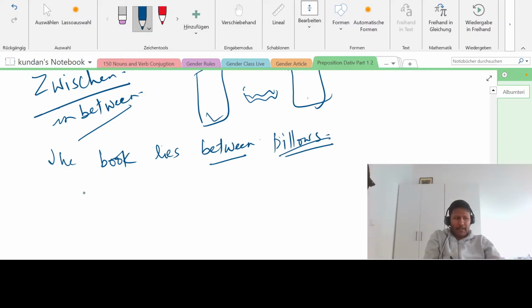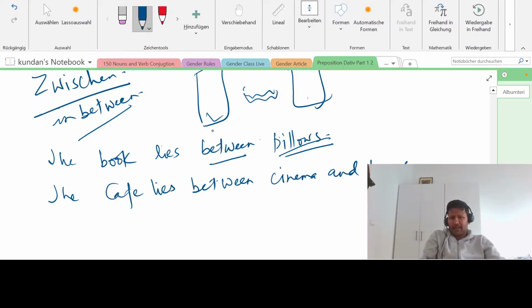Let us take a simple example. I will say the cafe lies between the cinema and the bank. This is das Kino, and this is what? The bank, in nominative, right? And between that, a cafe is there, right? Let us take this example.